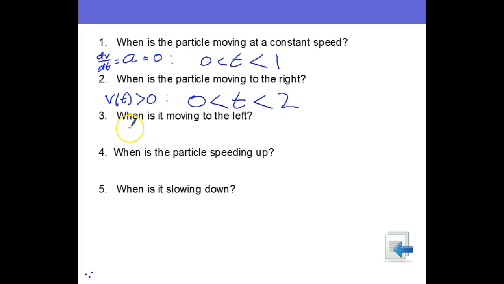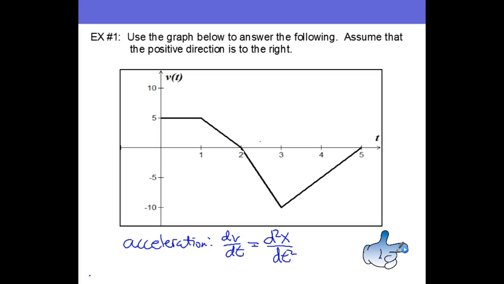Now, number 3, when is it moving to the left? Well, it is moving to the left when the velocity is less than 0. So let's look at our graph. So where is velocity negative? Where the function is below the x-axis. So on the interval from 2 all the way to 5.